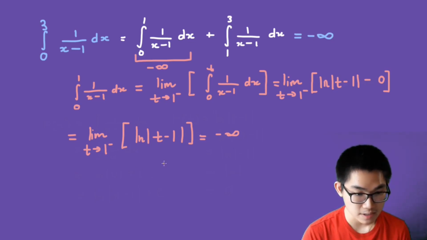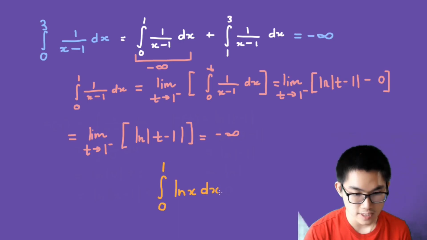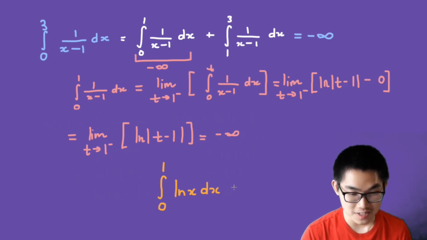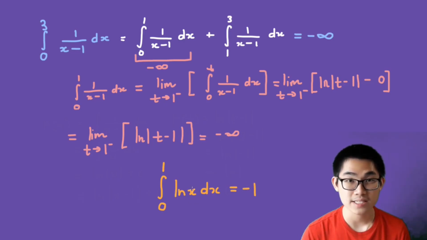For homework, maybe this question will be on a test. You might get something like this: the integral from 0 to 1 of ln x dx. This might go on a test, and I'll leave it as a homework problem. If you solve this, you should get negative 1, and because of that, you know that this integral is convergent.